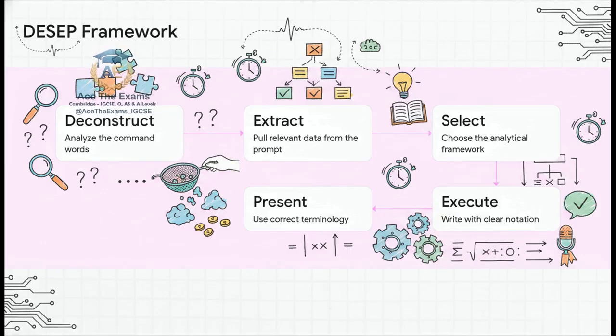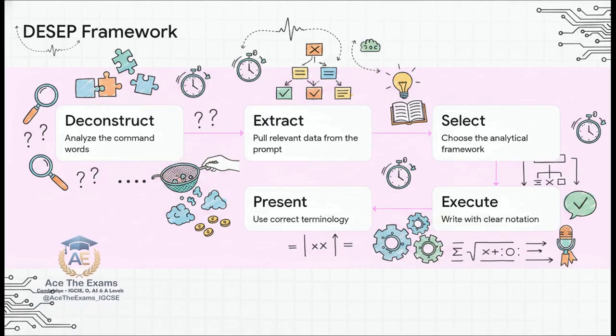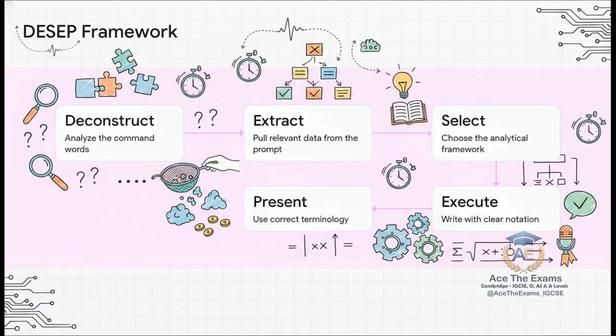Step 4, execute with clear notation. This means writing out the comparison cleanly, logically, step by step. And finally, step 5, present with correct terminology. You don't ever write something informal like, it's the code you can see. No, you say it provides accessible source code. If Alex and Sam apply DCEP, everything changes. Alex stops word vomiting useless facts and instead extracts only the relevant data. Sam stops rushing and actually deconstructs the command word. Instantly, their answers transform from complete chaos into laser-focused, high-scoring justifications.